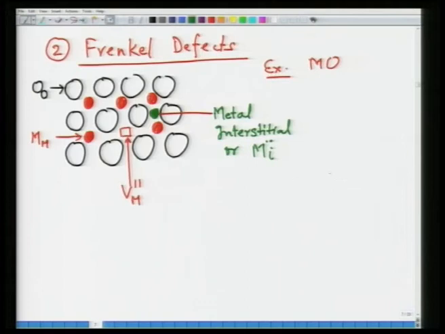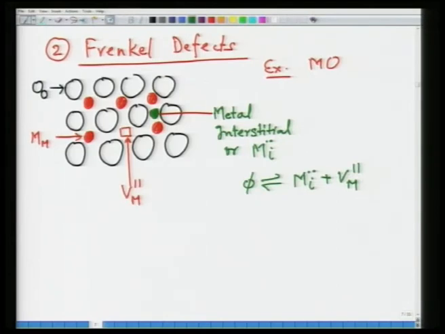So, how do you write the defect reaction? The defect reaction would be again 0. So, what it means is that basically a metal ion which would have been present on its regular site is not there, rather it goes to an empty interstitial site. So, this would be Mi plus Vm. So, here you can see the charge and mass balance as well as the site balance.